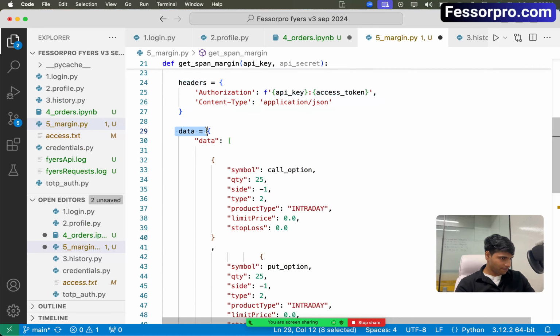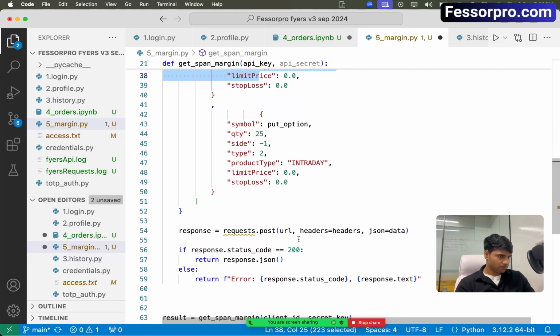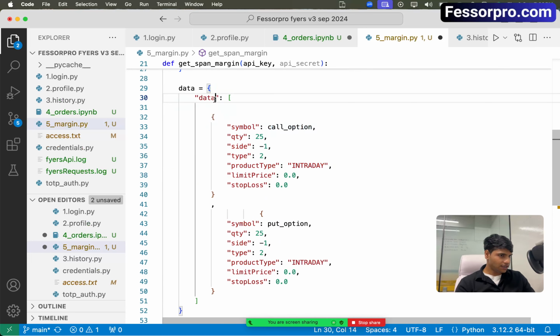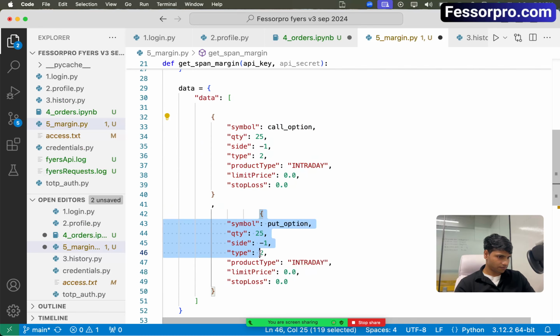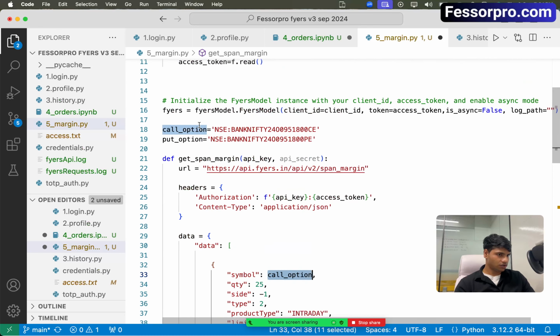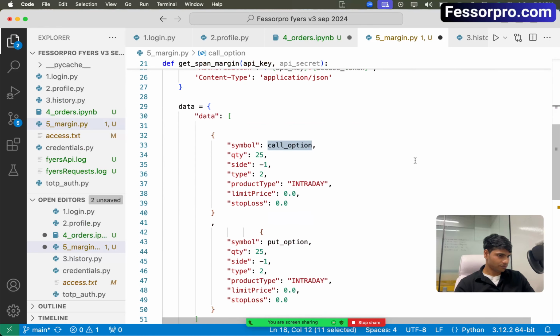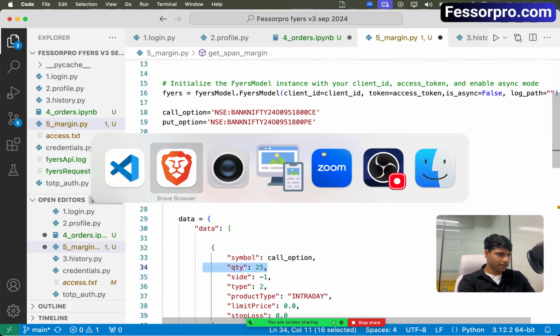So I've created a data variable, which is a dictionary. In this dictionary, the key is data. And then I've made a list. In this list, there are two dictionaries. This is the first dictionary and this is the second dictionary. Now in the first dictionary, I've specified the call option. So this is the call option, right? And then quantity.